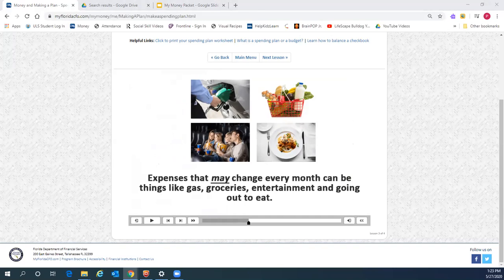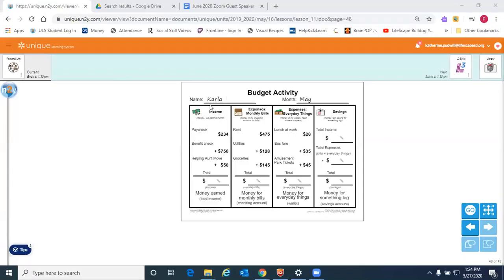Okay, so we're talking about putting our expenses down on our plan. I'm going to go back and show you Carla's plan quick because it looks different, but it is the same thing that we are doing in the video. First, we looked at income, all the money you have coming in and adding it up. So there's the paycheck, the benefit check, and then any of that miscellaneous income like tips or helping other people. So we added up Carla's income. And now we're doing expenses.